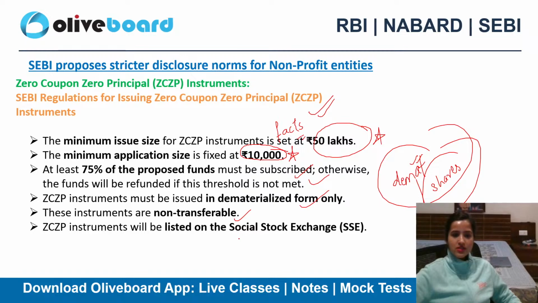Right? And these instruments are listed on the social stock exchange. So a question can be asked: where are these instruments listed? Social stock exchange. What is the minimum issue size? What is the minimum application size? Right? It can be stored in demat form only. It is non-transferable. So these are some important things that you need to remember. Clear?